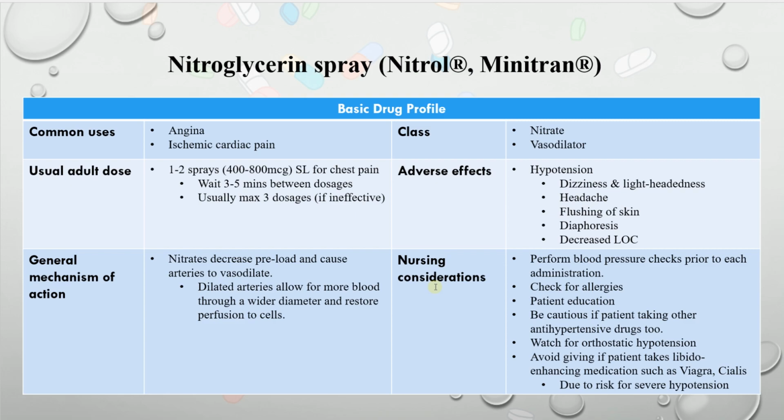Some of the nursing considerations you're going to have are to perform a blood pressure check prior to each administration, check for allergies, educate the patient, and be cautious if the patient is taking other medication for blood pressure because it will drop the blood pressure significantly. Watch for orthostatic hypotension. If the patient is rapidly switching positions or getting up, the pressure might drop significantly as well. And also be cautious and avoid giving nitroglycerin to patients who are taking medications for libido enhancing, such as Viagra, Cialis, due to the risk for severe hypotension as well.